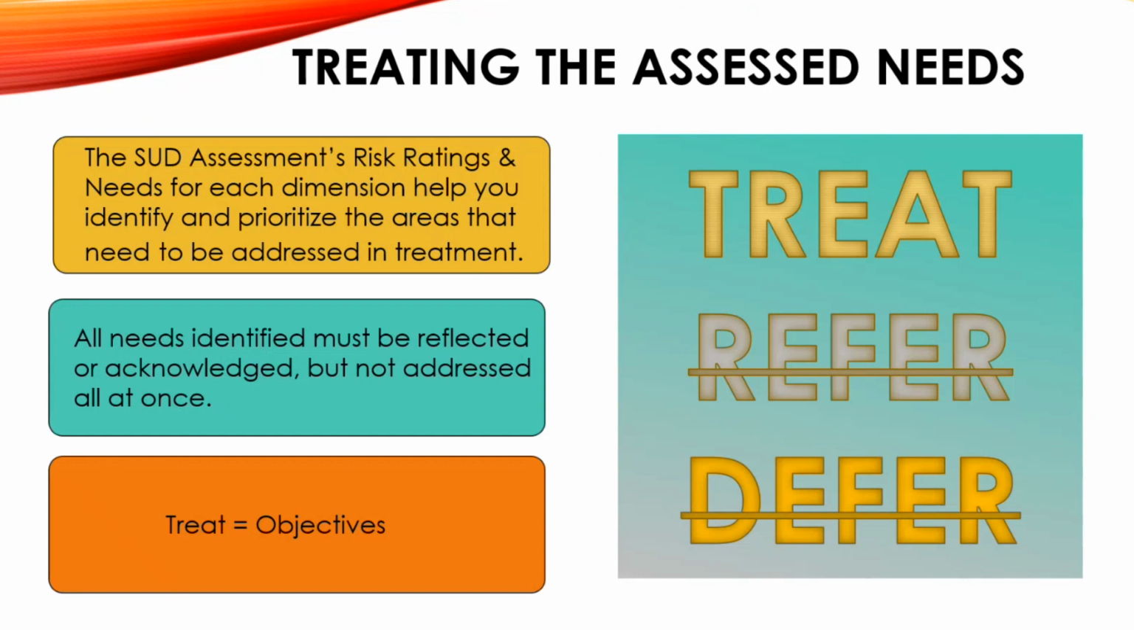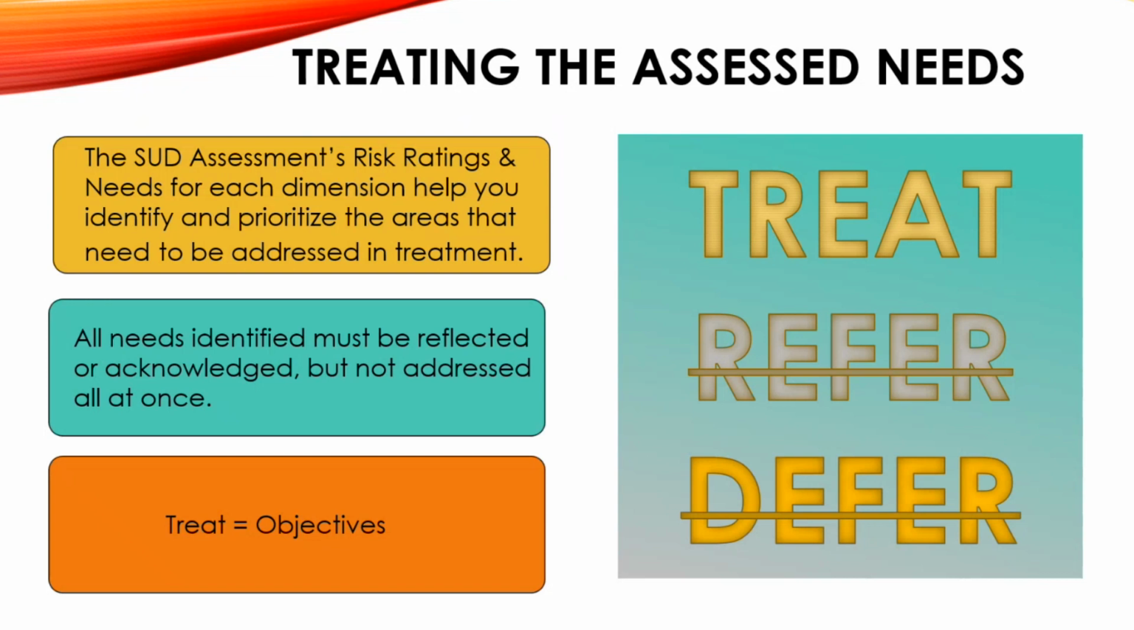So when we are assessing a client, we're identifying then in the treatment plan whether we're going to treat, refer, or defer the different needs that the client presents with. And like I was saying, the risk ratings in the different dimensions kind of help you determine what needs are more severe and need to be prioritized over others. But this is also where client preference comes into play. So remember that treatment is for the client. This is the client's treatment plan. They're signing it. Hopefully they're participating in the development of it as well.